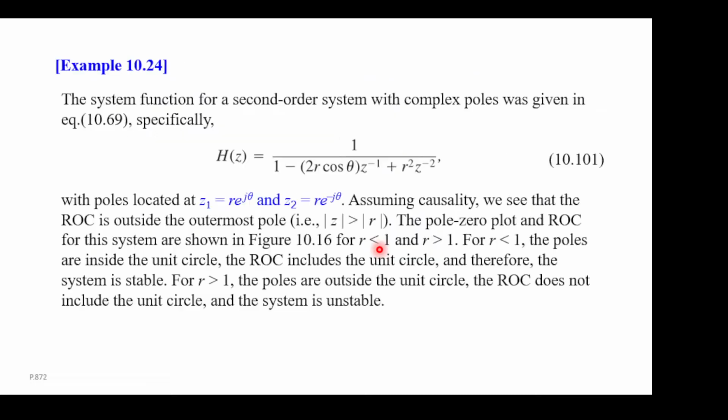And if r is bigger than 1, then your pole is outside your unit circle, so your causal system is not stable. And yeah, that should be consistent with your analysis in chapter 6, if you read chapter 6, which says that when r is bigger than 1, then your system becomes unstable, etc. Okay.